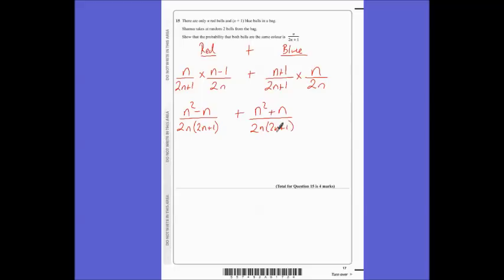Now, to add these two together, because we've got a common denominator, we would just have n squared plus n squared is 2n squared, and minus n plus n would be nothing, and that would all be over 2n brackets 2n plus 1. Now, to simplify that, I can do 2 divided by 2, and I could do an n divided by one of these n's, which would leave me with n over 2n plus 1, which is exactly what it asks me to show.